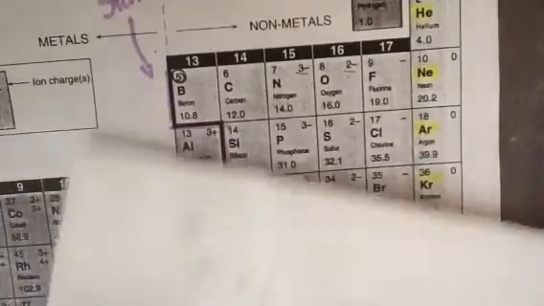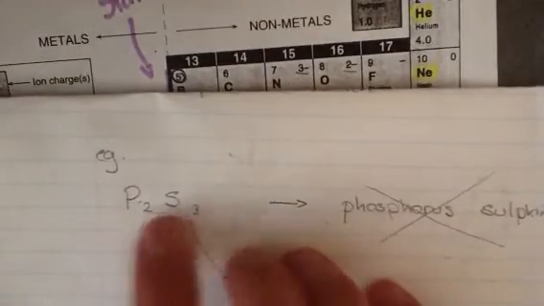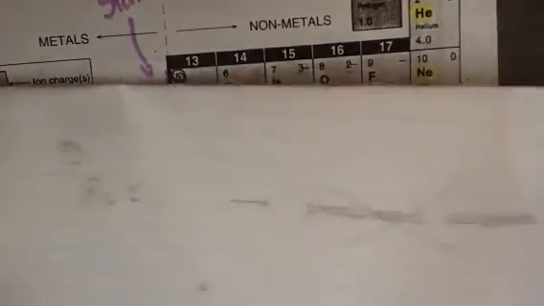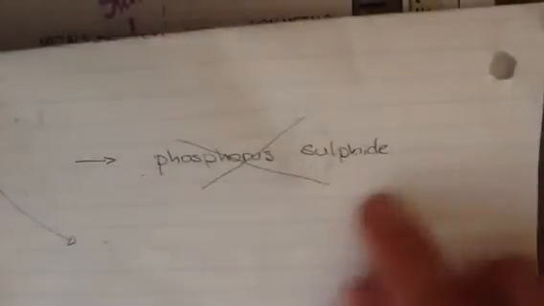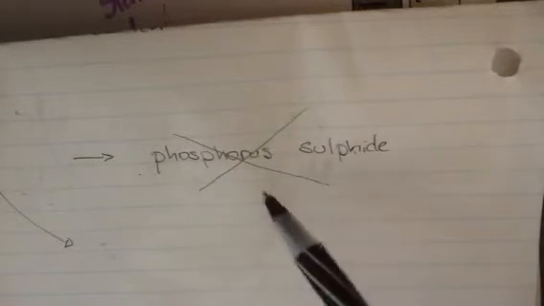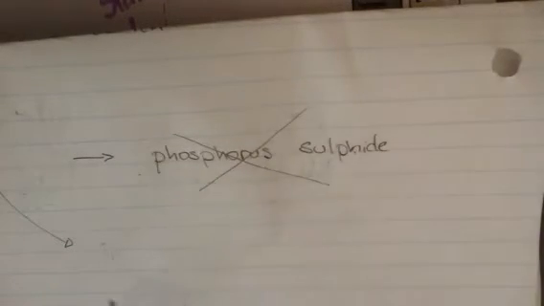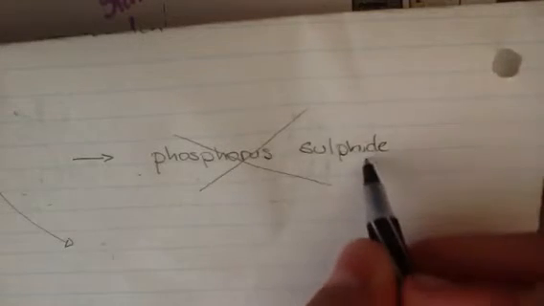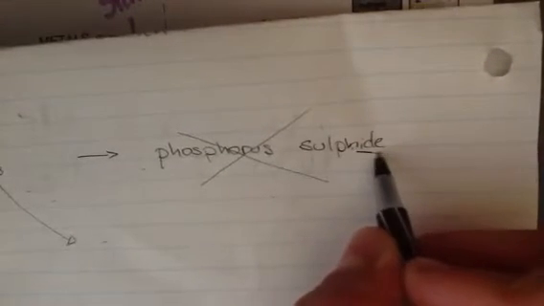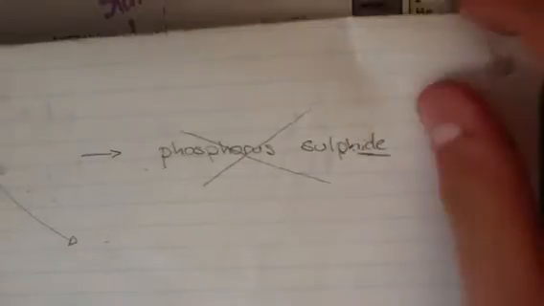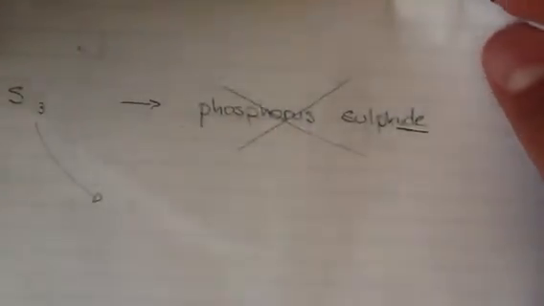And here we have P2S3. So naturally you would think that it's called phosphorus sulfide, but you can see here I have a big X through it, meaning that this is not right. This is how you do an ionic compound. So how should we do this? First of all, let's remember that this is only for ionic. For us to be able to do this, we need to understand a couple of things.